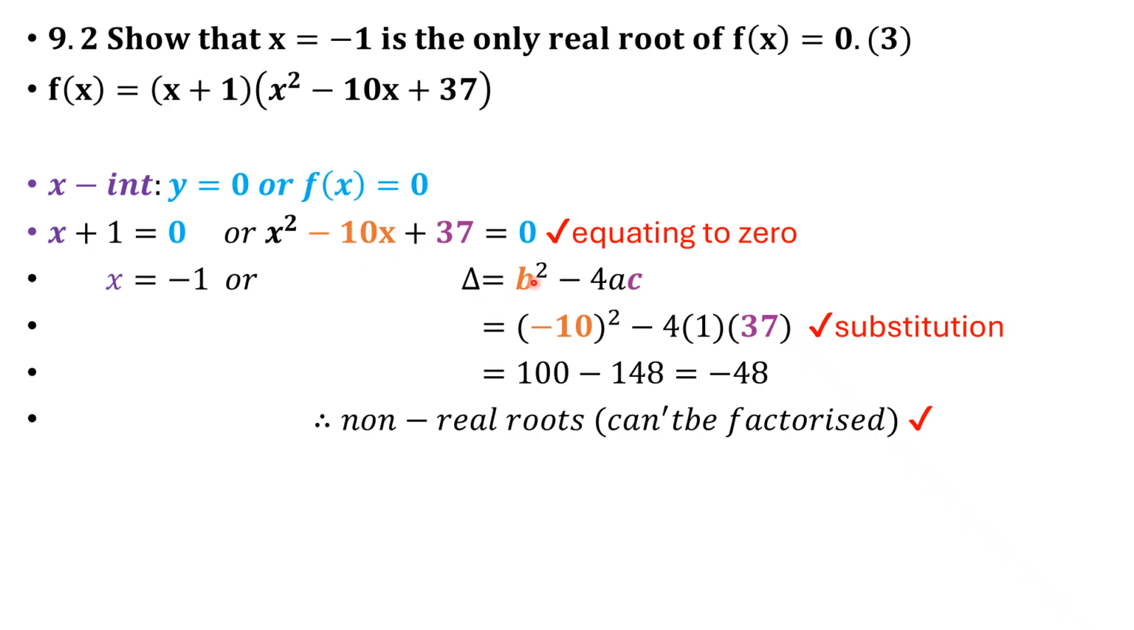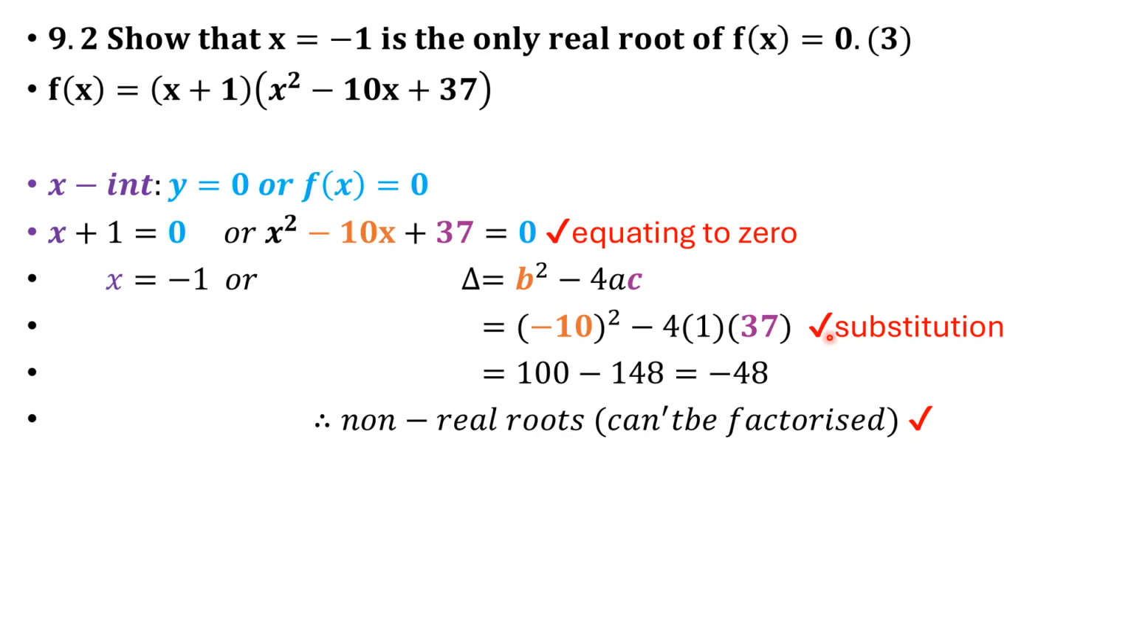So the discriminant equals b squared minus 4ac, b being negative 10. Please, very important, the sign and the value together. So it's negative 10, and I'm using negative 10 squared minus 4. My a value is 1 there, and c is 37. Negative 10 squared gives me 100. Minus 4 times 37 gives me minus 148. So 100 minus 148 gives me negative 48. Which then means we have non-real roots. It can't be factorized because my discriminant is negative.